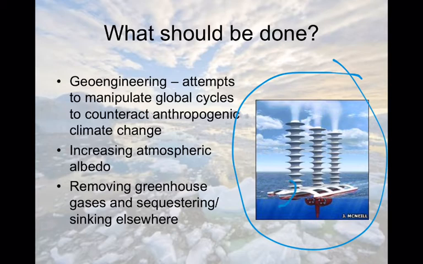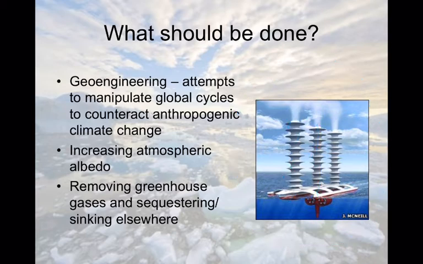The idea is this atomizes seawater up these towers. This is an unmanned yacht. It's supposed to run on solar power, and by atomizing seawater, it causes clouds to nucleate around the water and the salt molecules, kind of like seeding clouds when they're trying to make it rain, and that would increase albedo, reduce the amount of incoming radiation, lower the temperature. This one is not actually being done on a large scale anywhere. This is very theoretical. And the other one is removing greenhouse gases and sequestering and sinking them elsewhere.